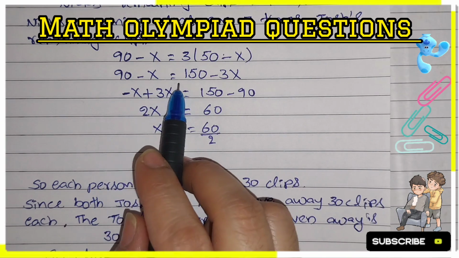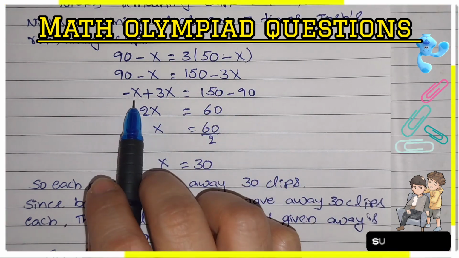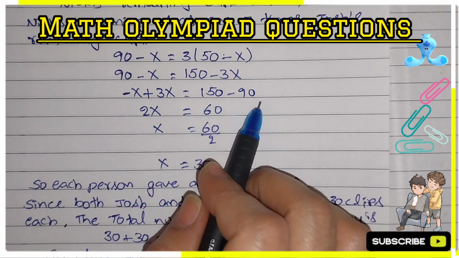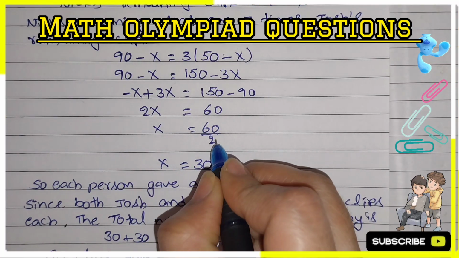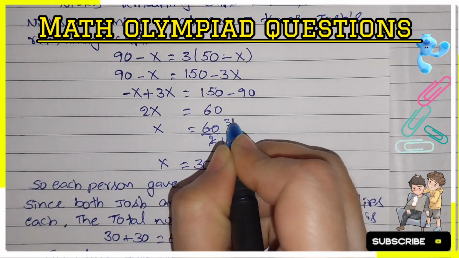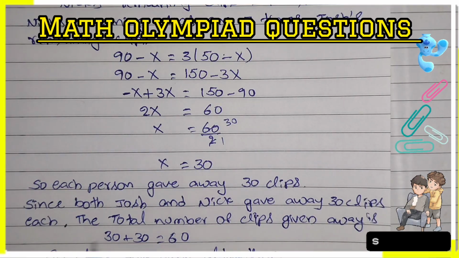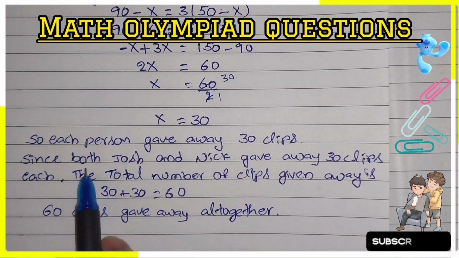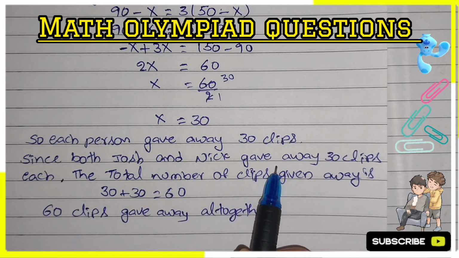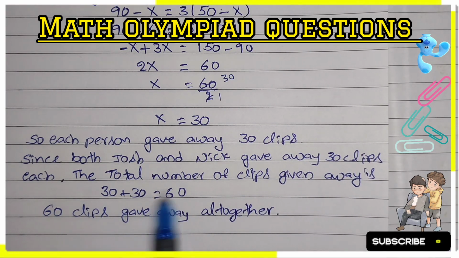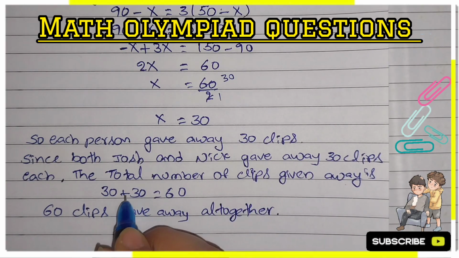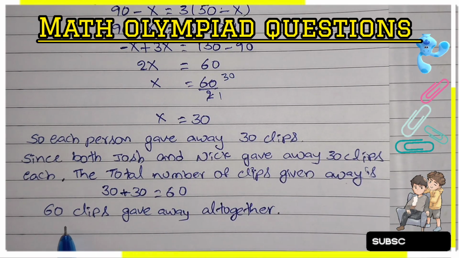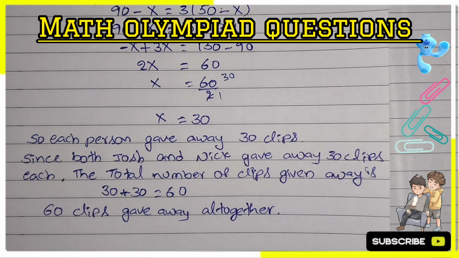90 minus x equals 3 multiplied by 50 minus x, which is 150 minus 3x. Minus x plus 3x equals 150 minus 90. 2x equals 60. x equals 60 divided by 2. 2 thirties are 60. x equals 30. So each person gave away 30 clips. Since both Josh and Nick gave away 30 clips each, the total number of clips given away is 30 plus 30 equals 60. 60 clips were given away altogether.